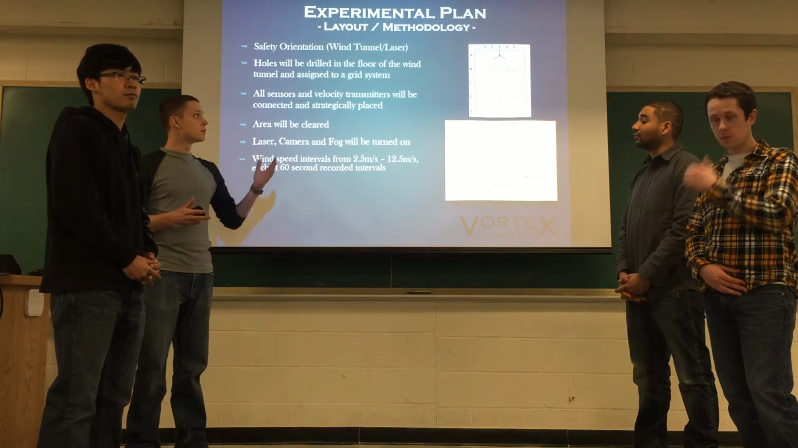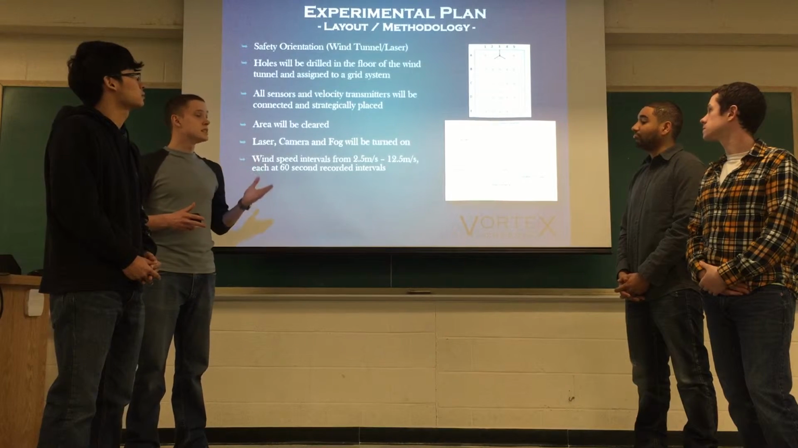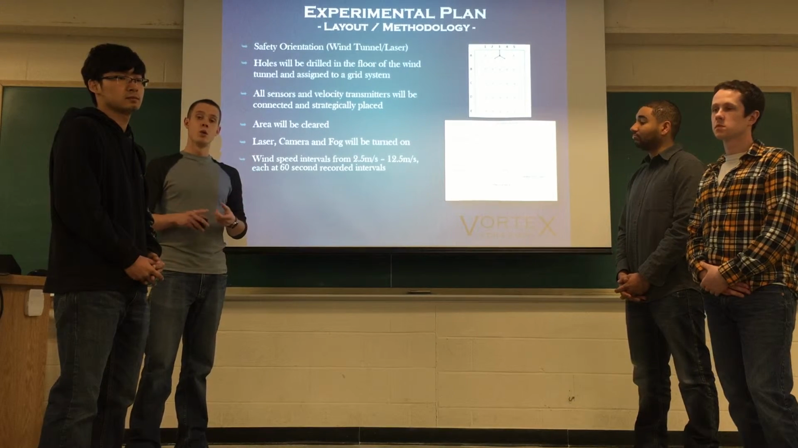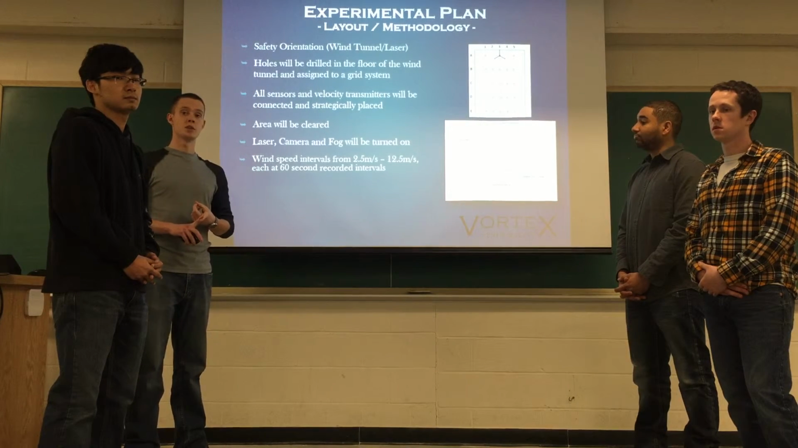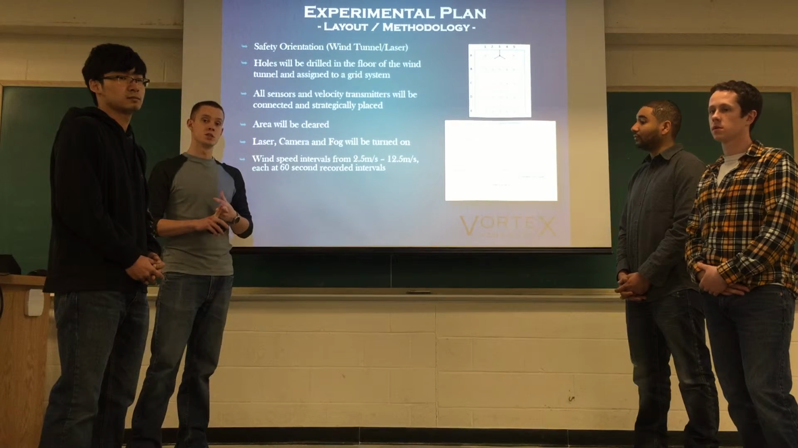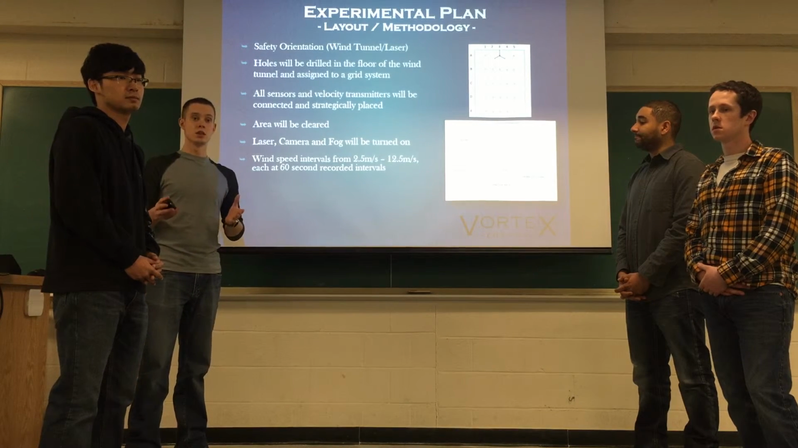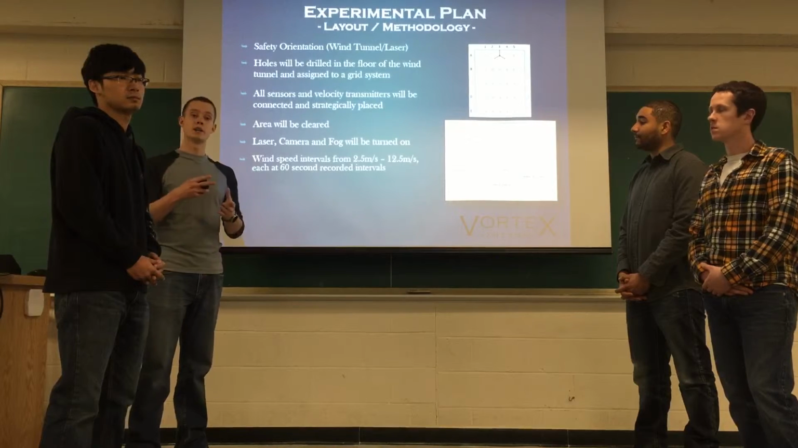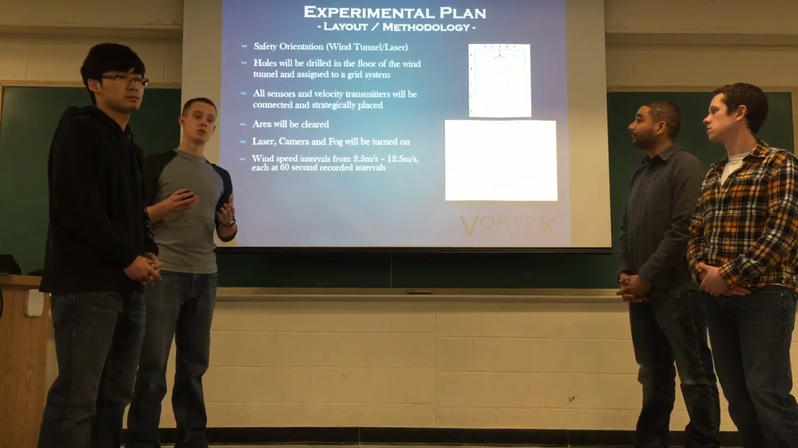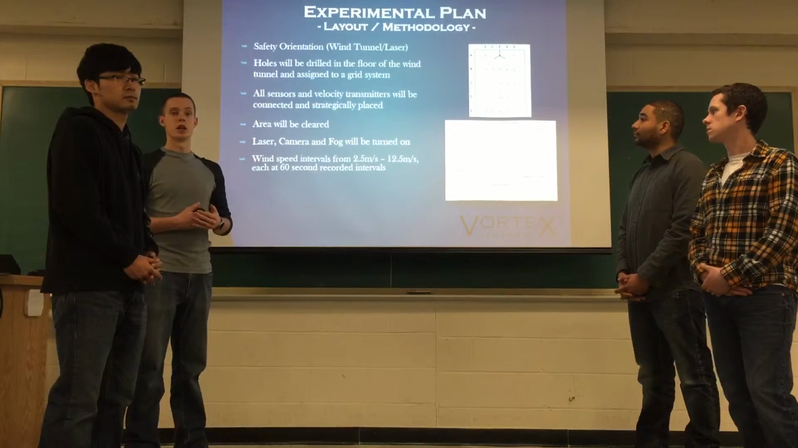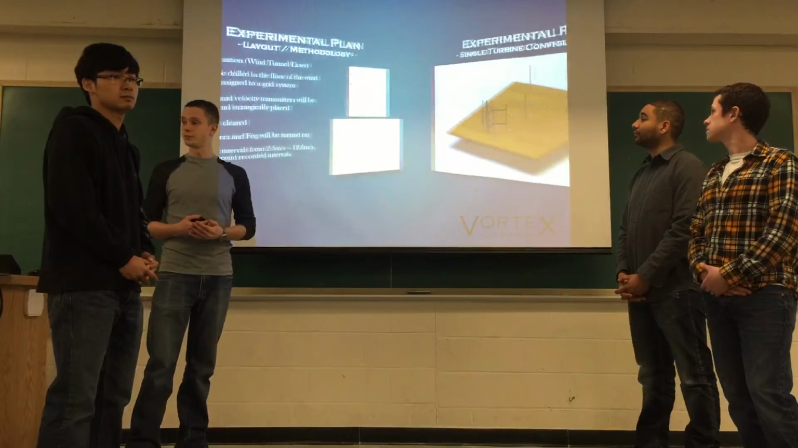For example, our velocity readings will be at B, C, D, and E at specific points. We'll run our wind speeds from 2.5 meters per second up to 12.5 meters per second in 5 evenly spaced intervals. Run those tests, go back, change the location of the velocity meters, and then rerun the tests until we get velocity readings for each point within the grid.